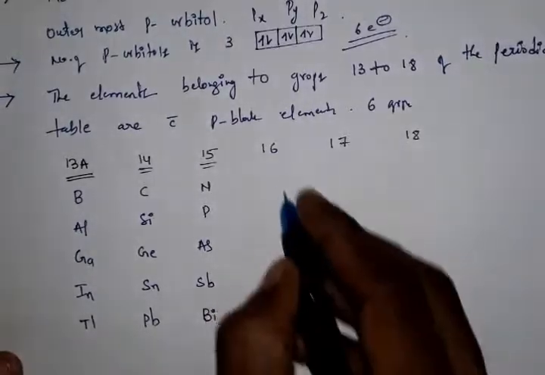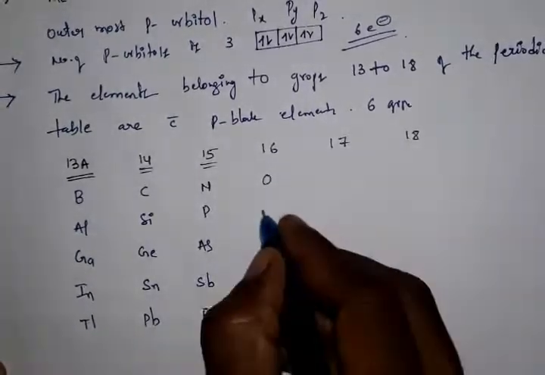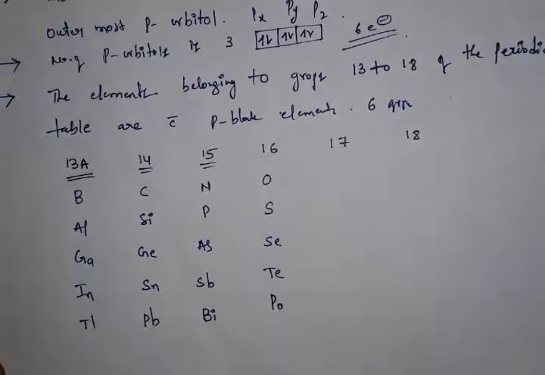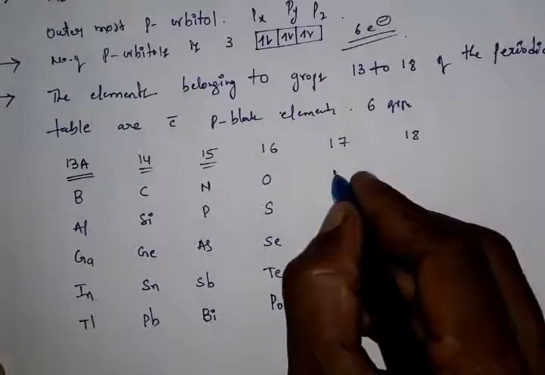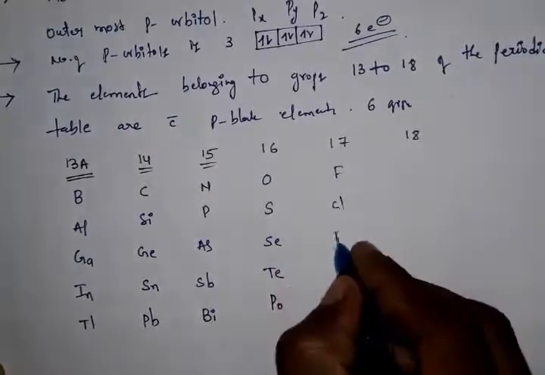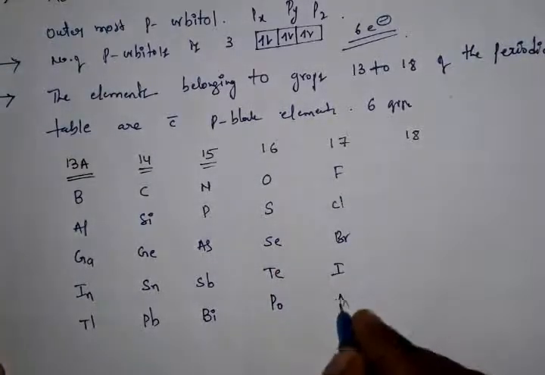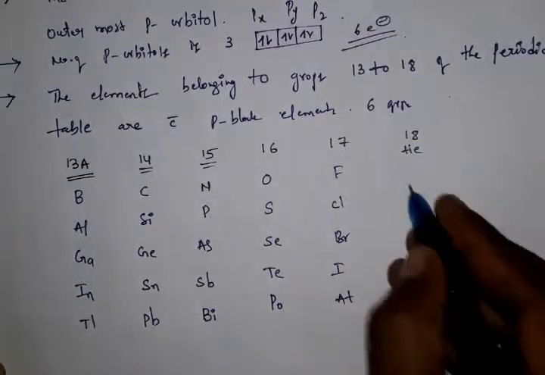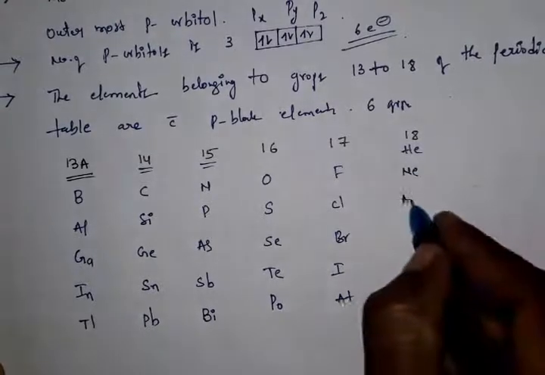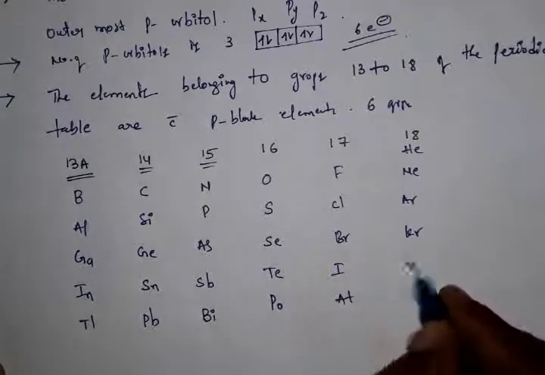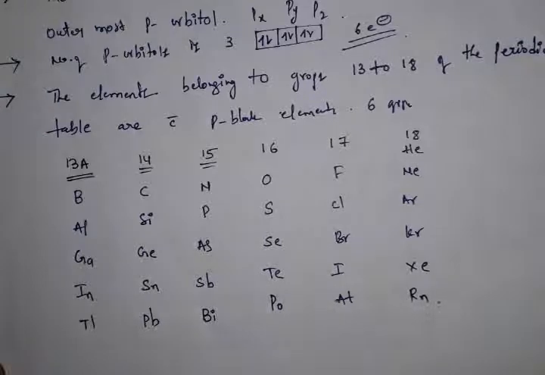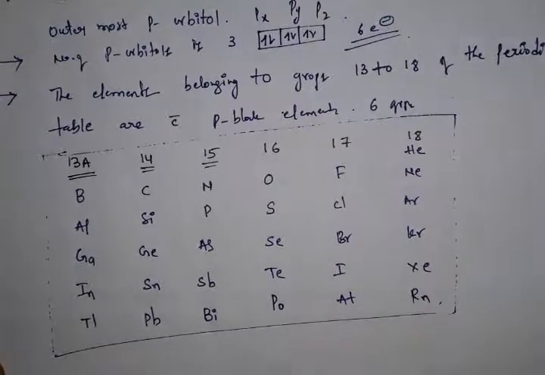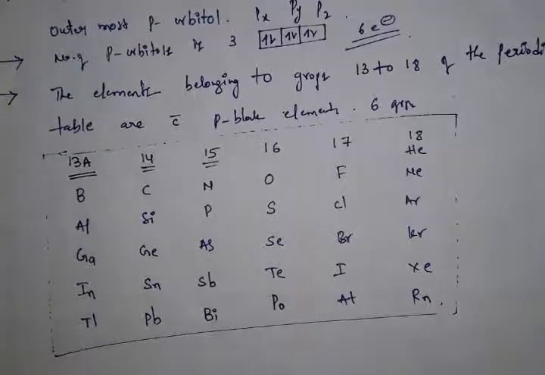The 16th group elements contain oxygen, sulfur, selenium, tellurium, polonium. The 17th group elements contain fluorine, chlorine, bromine, iodine, astatine. The 18th group elements: helium, neon, argon, krypton, xenon, radon. These elements are P block elements.